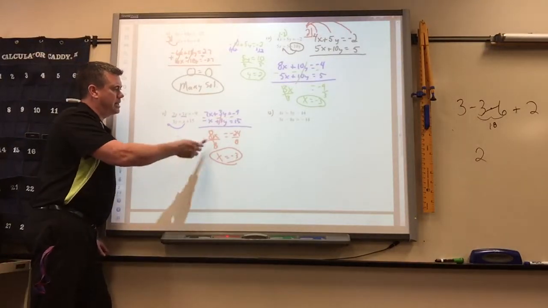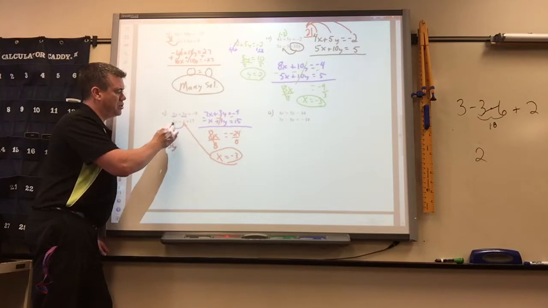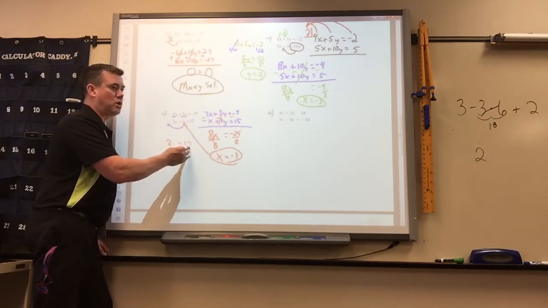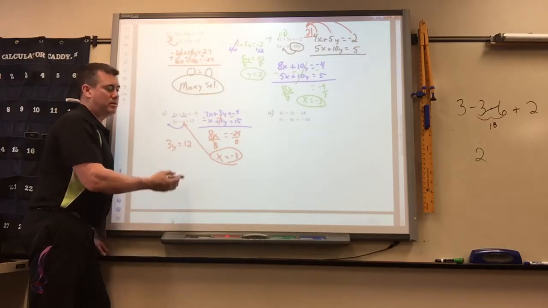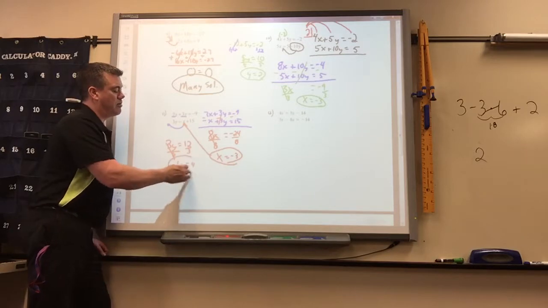Then I could plug it in anywhere I want. This one's the quickest. If I put negative 3 in there, it would be 3y equals negative 3 plus 15, which is 12. So then you just have to divide by 3, and you get 4.